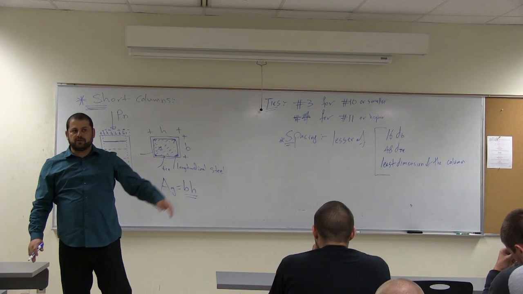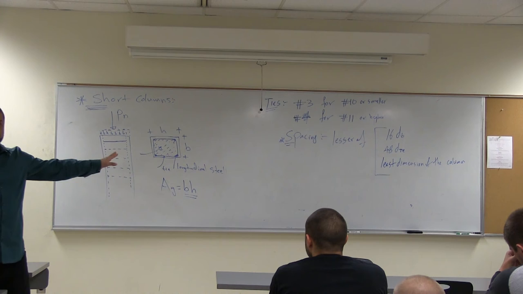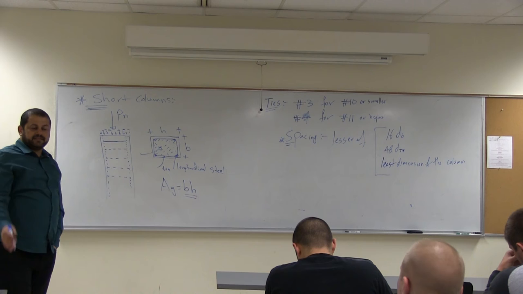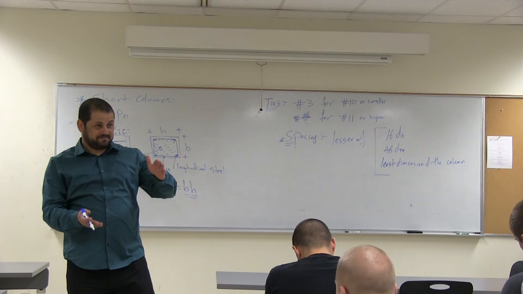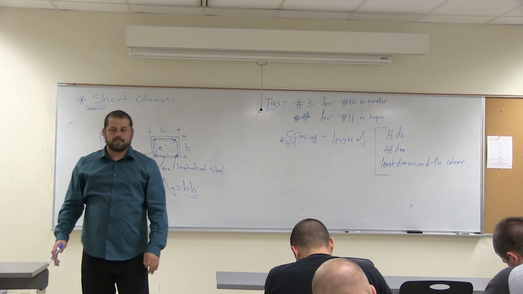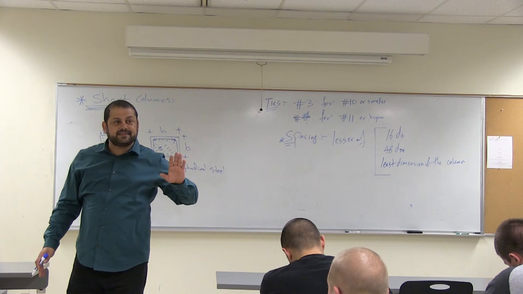Let's just give you an example. If we have number 8 longitudinal bars with number 3 ties, how much do you need? 16 times 8 over 8, so 16 times 1. The diameter is 1 inch. So that's 16 inches. Right? How about 48 times 3 over 8? 18. So the first one will give you 16, the second one will give you 18, and if the dimension is more than 16, the first one will control.